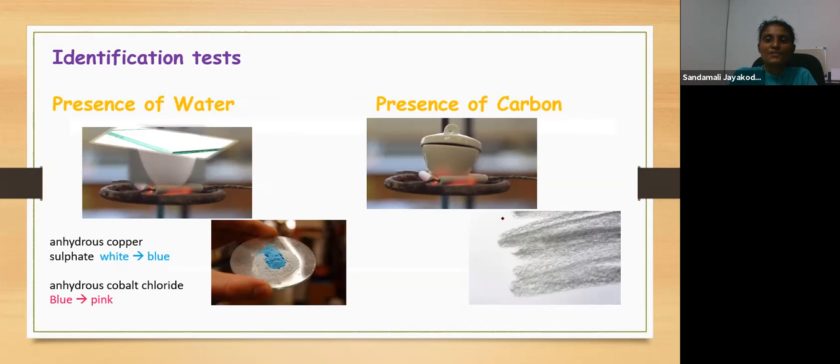And then the presence of carbon. This is really easy. What we have to do is heat the food sample for a while until it becomes a brown, coal-like thing. Then we have to take the residue out and rub it against a paper. When we rub it, we can see nice coal lines.